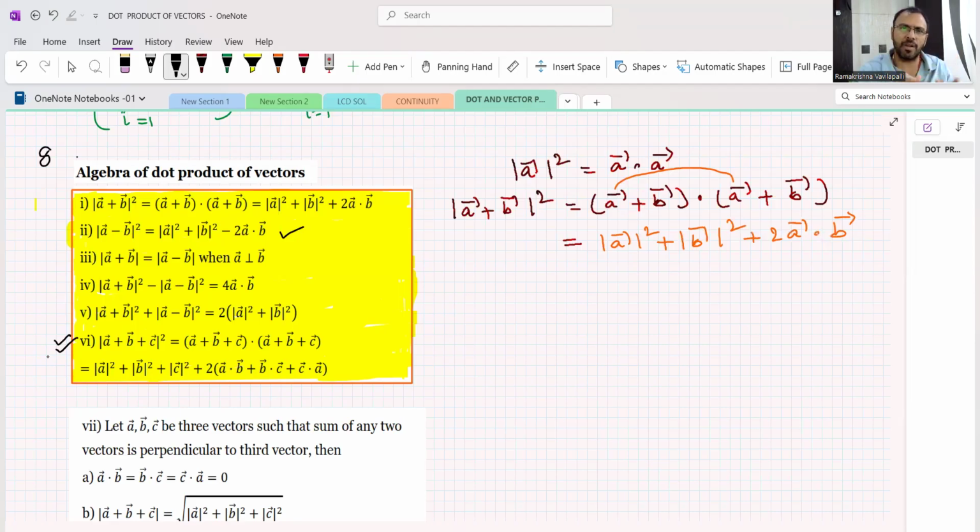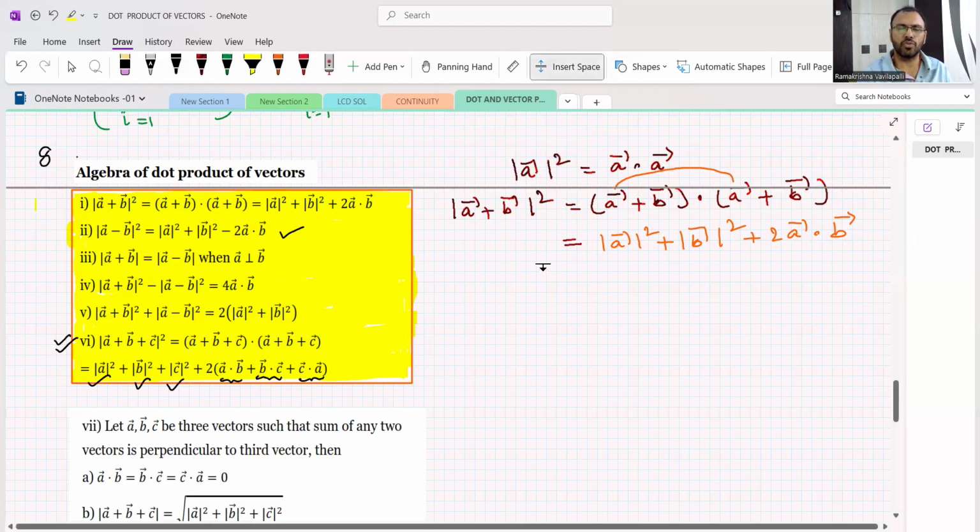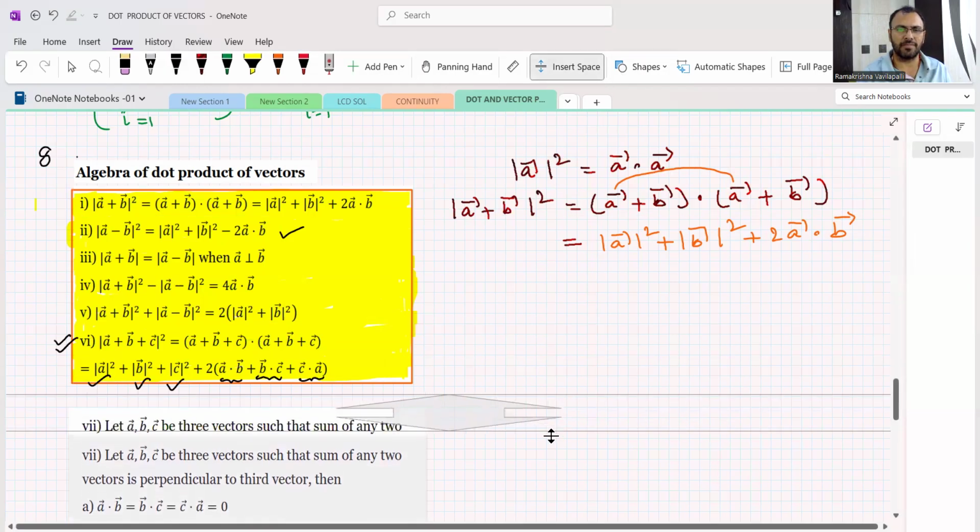You write this modulus of a bar plus b bar plus c bar as it is, but whenever you find two different vectors, you keep the dot product. So here mod a square, mod b square, mod c square plus 2 into a bar dot b bar, b bar dot c bar, c bar dot a bar. These are very nice formulas to solve questions.